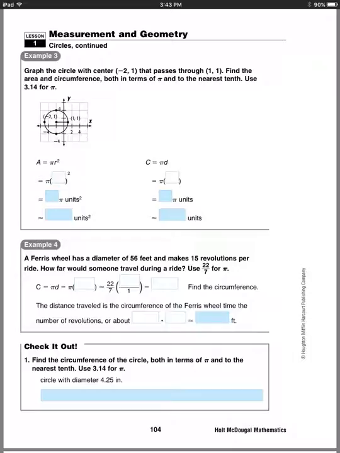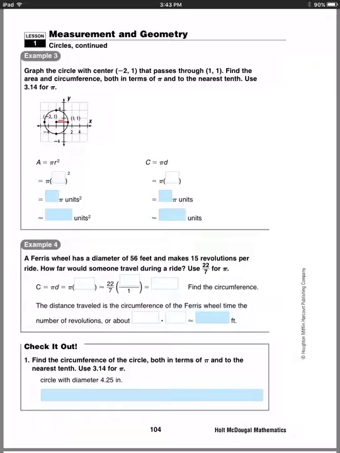Graph the circle with a center -2, 1 that passes through 1, 1. Find the area and circumference both in terms of pi and to the nearest hundredth. Use 3.14 for pi. Okay. So we have a center of -2, 1, right? And then it passes through the point 1, 1. So this distance here is our radius. And it looks like it's 1.5 units.